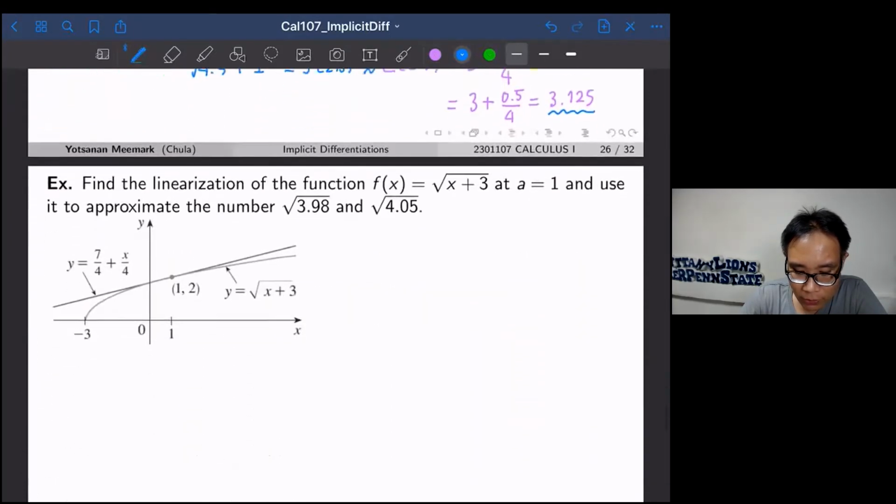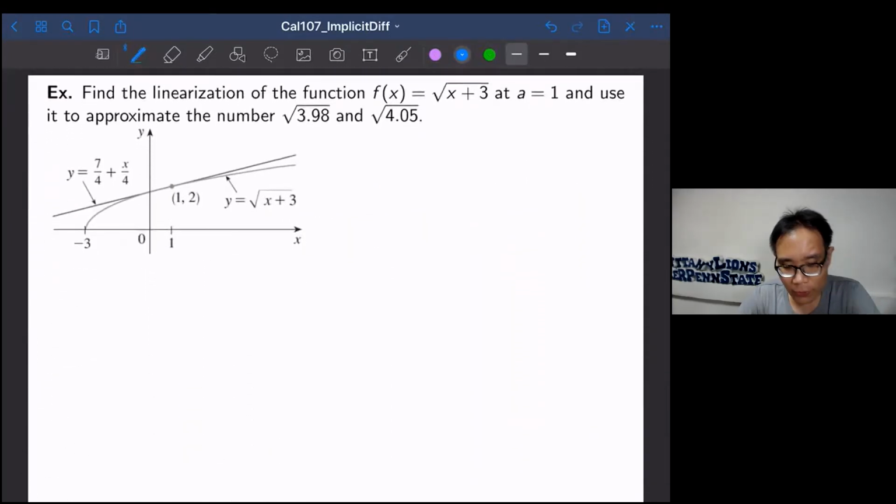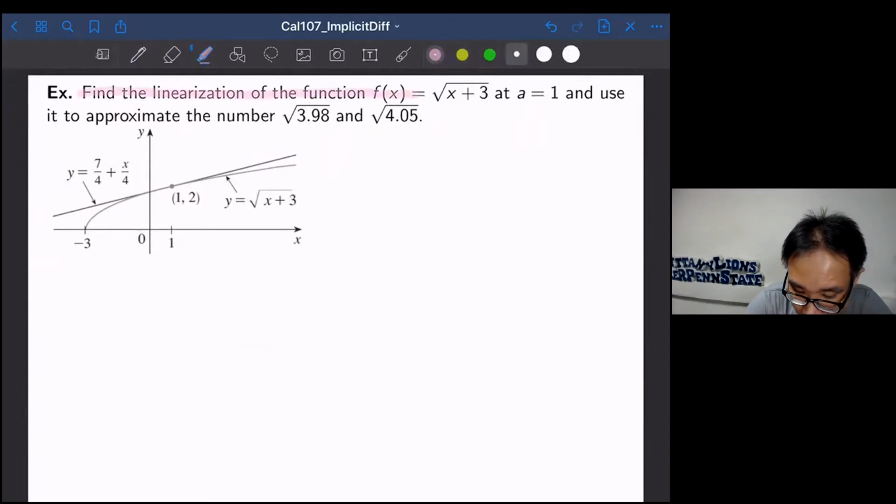Let's do this example. You'd like to find the linearization of the function f(x) equal to square root of x plus 3 at a equal to 1. So let's first do this one. We'd like to find the linearization of this function at a equal to 1, so you need L(x) basically. You need f prime of 1 for the slope. It's going to be 1 over 2 root x plus 3.